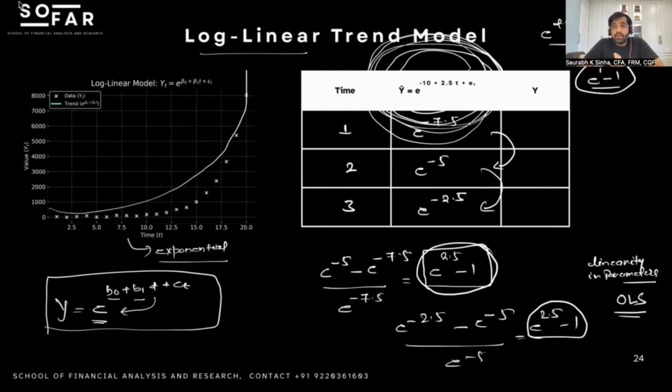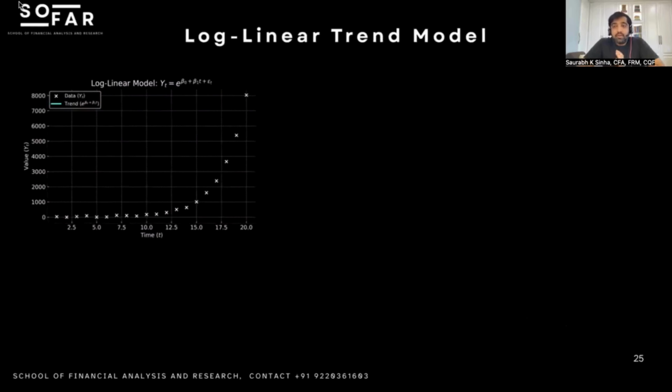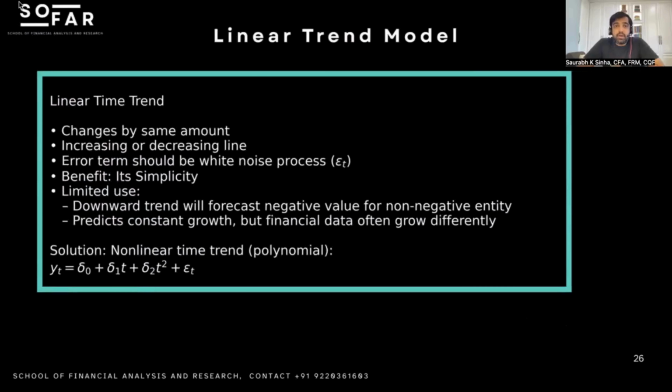And the trend model, we have two trend models. One is the linear trend model and another is a log linear trend model. Let's see what is written in your curriculum. Changes by the same amount. It could be an increasing or a decreasing line.